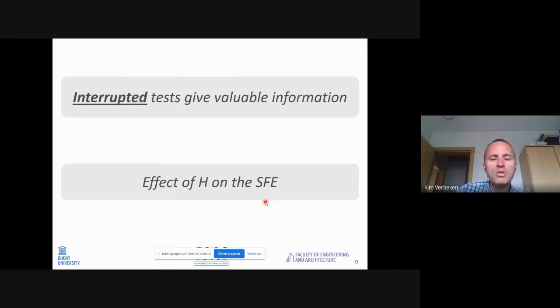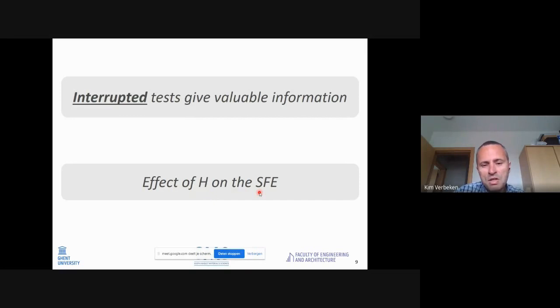Now, we also do interrupted tensile tests because they can give us valuable information. This means that we do a tensile test, but we don't go up to fracture. We stop somewhere in between at a certain point for a certain reason. And the idea there is that this should give us some information on the effect of hydrogen on a particular feature in our microstructure.